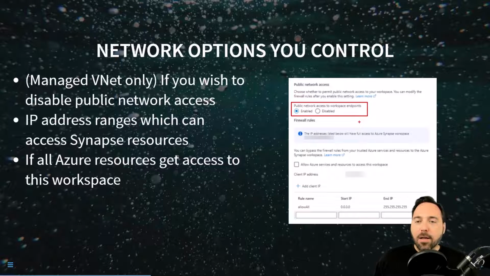So I can lock down my network. I can set up my VPN access. I can make sure that everything's perfect. And when I'm done, check that radio button and say, nah, you're disabled. Public network access no longer allowed. And now nobody on the public internet can connect to my serverless SQL pool, to my dedicated SQL pool.